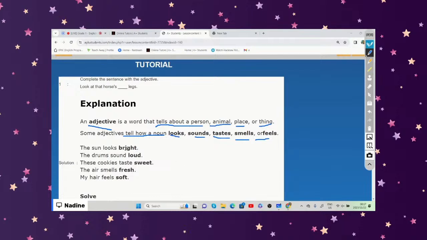And we made examples of sense words. For example, the sun looks bright, which means that bright is our adjective. The drums sound loud, which means that loud is our adjective. These cookies taste sweet, so sweet is our adjective. The air smells fresh, fresh is our adjective, and my hair feels soft, and soft is the adjective. And these were our five senses that we were able to describe.